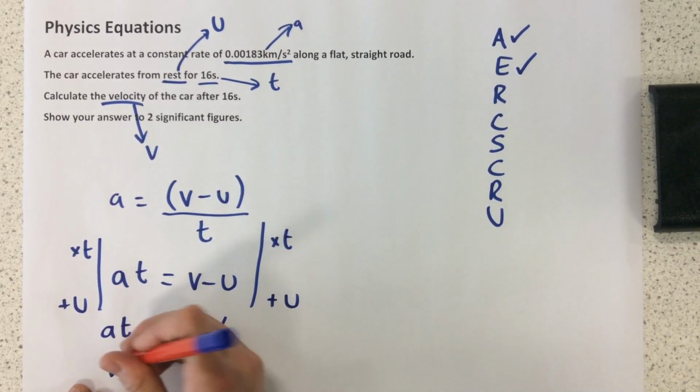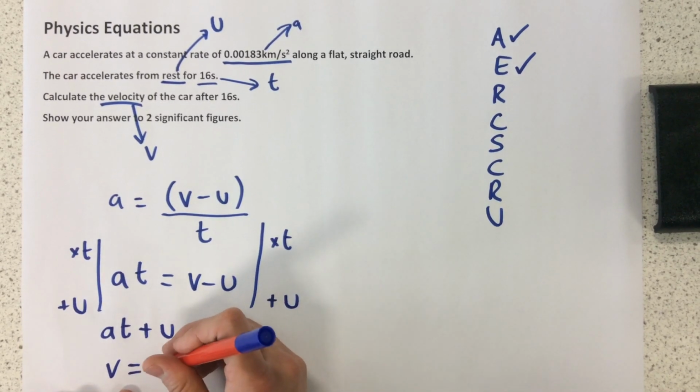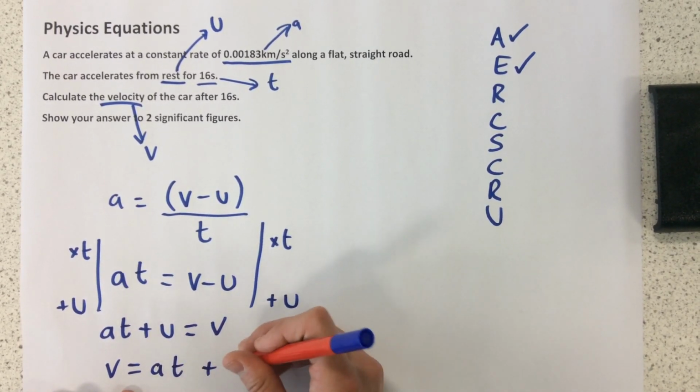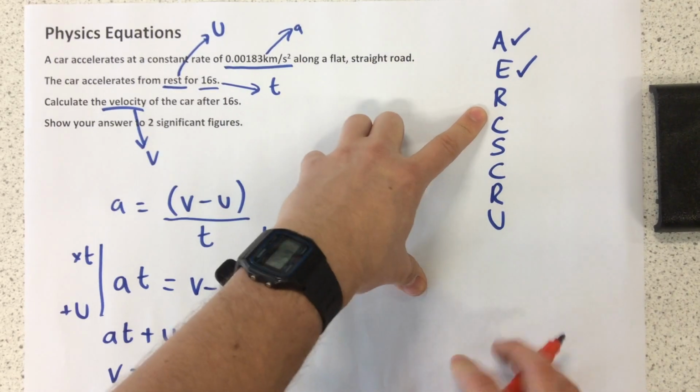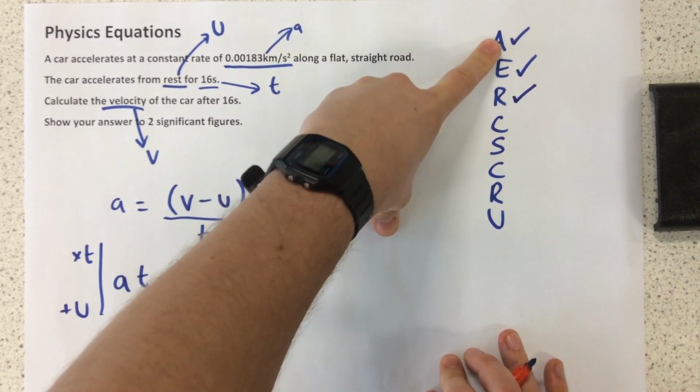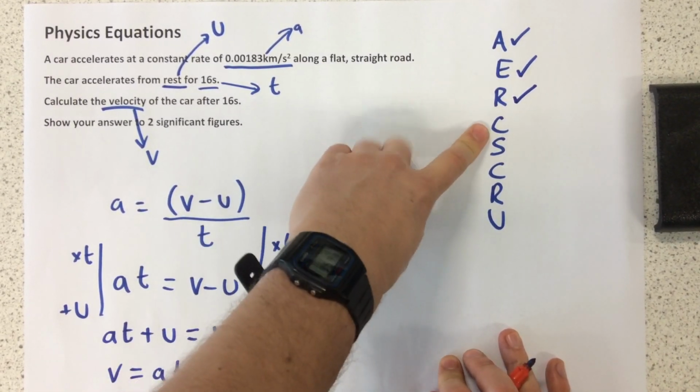Now I'm just going to write that round the other way, just because I prefer to have the thing I'm looking for on the left-hand side of the equation. So I've done my rearranging. I tick that off. Notice how I'm using this as a checklist as I go through.